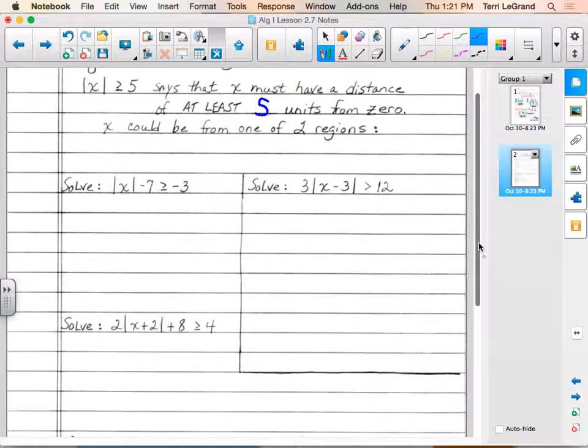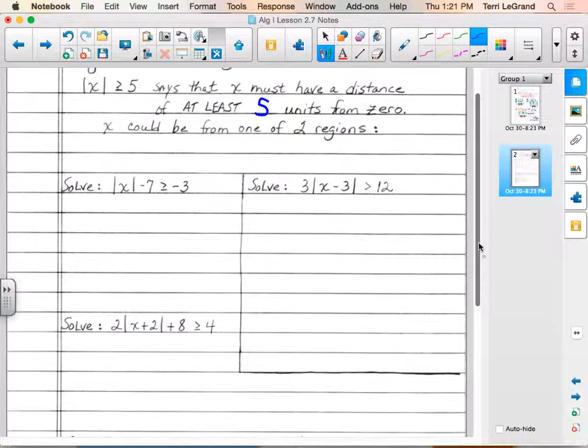Cole, give me one. 7. Isaiah. 16. 16, okay. Ricky. 75 million. 75 billion, okay. Michaela. I said -6. Well, thank you. Somebody went into negative territory. -6 is at least 5 units from 0. Hunter. -7. Okay, so are you getting the picture?